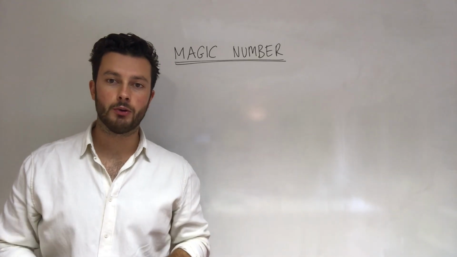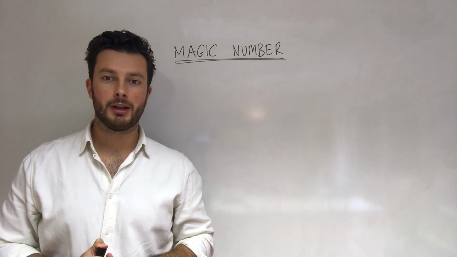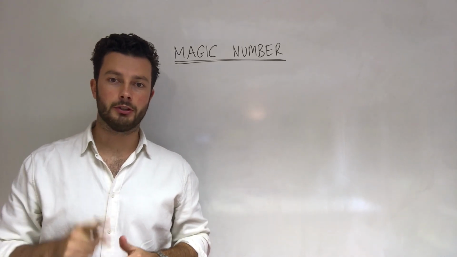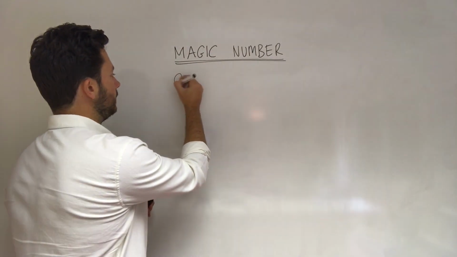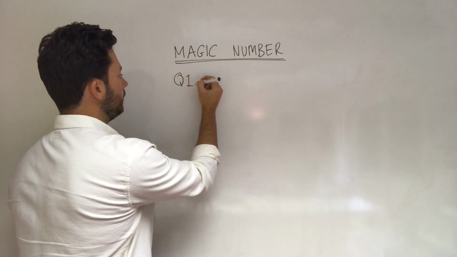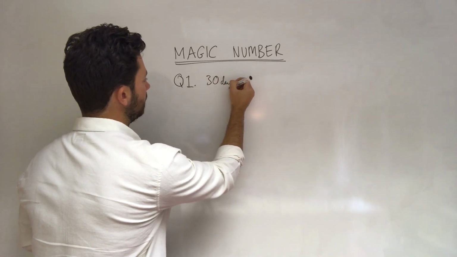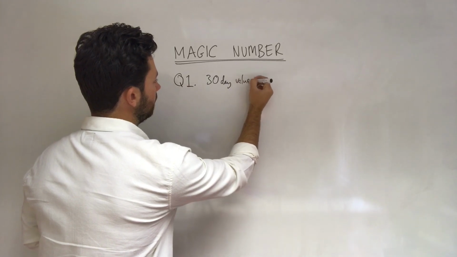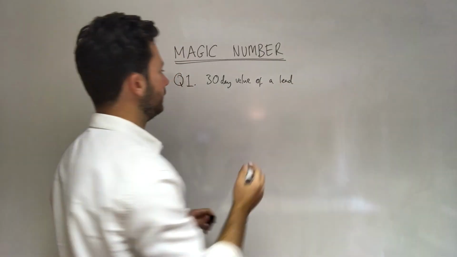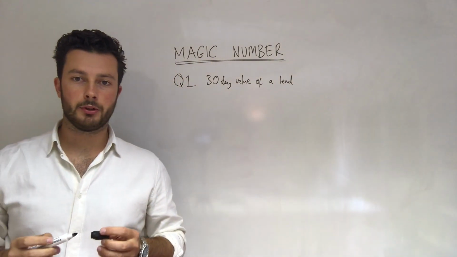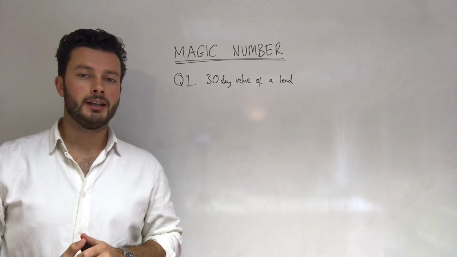It does involve a small amount of maths, so stay with me. But the first question that we need to understand is, question number one, the 30-day value of a lead. What is your 30-day value of a lead? Hopefully you guys can see that.